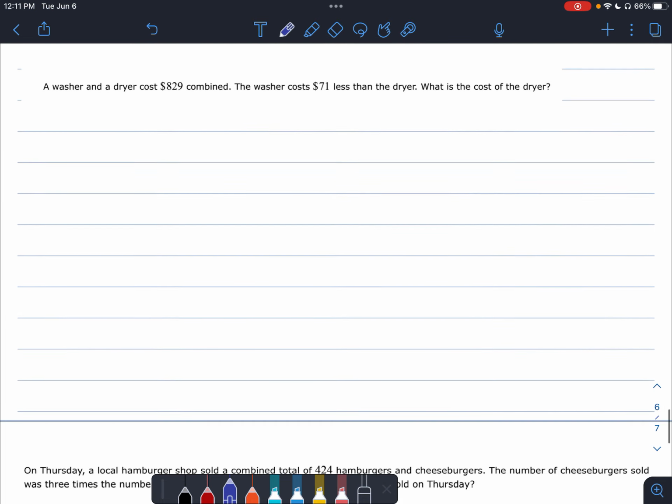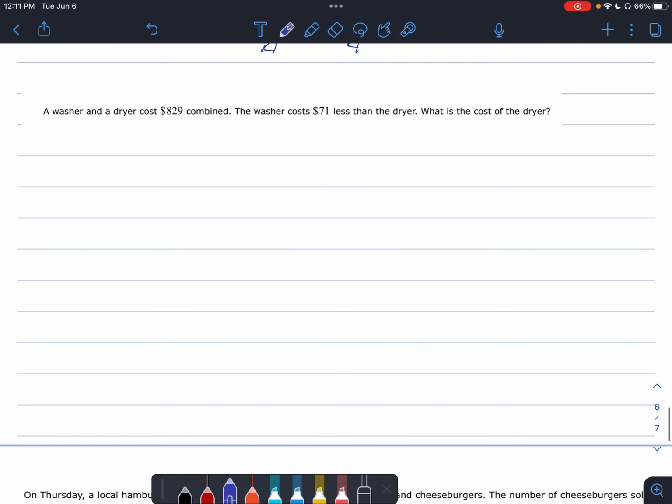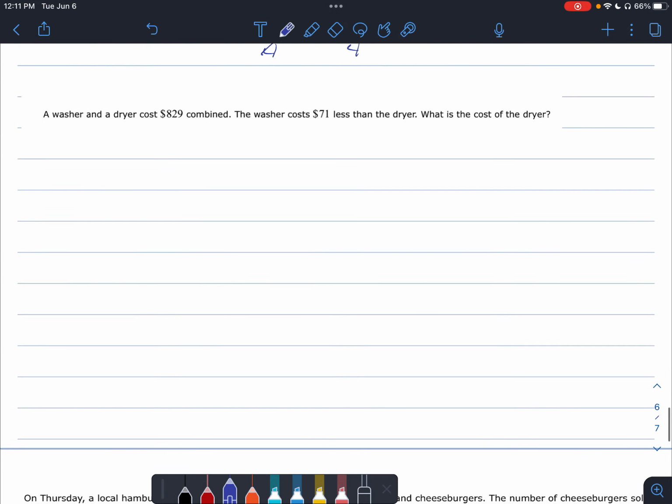So let's look at another one. We have here that a washer and a dryer cost $829 combined. The washer costs $71 less than the dryer. And we want to know what the cost of the dryer is. So, like last time, maybe we should start by labeling our parts here. We have a washer, we'll call that W, and a dryer, we'll call D.